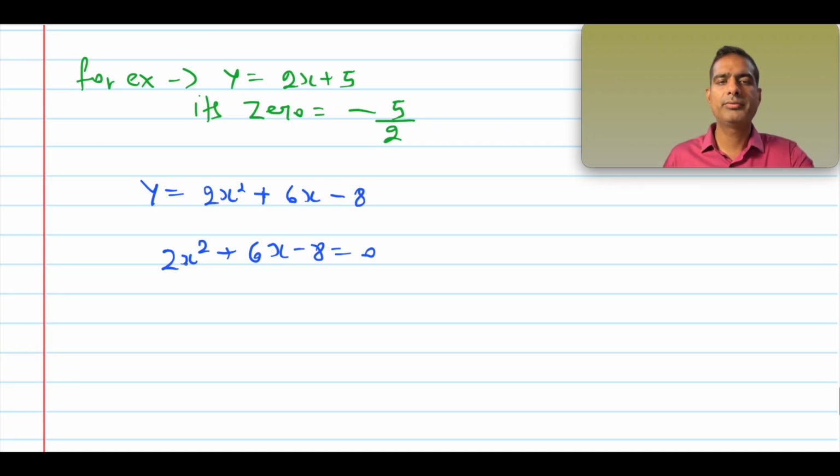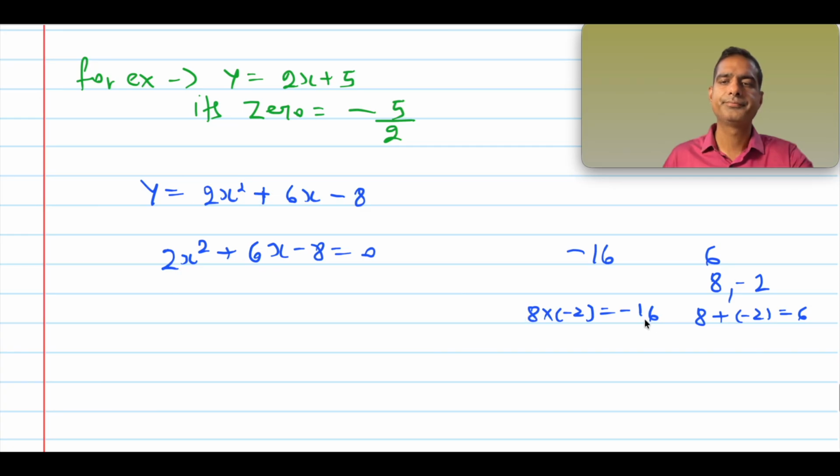Here the coefficient of x square is 2 and the constant term is negative 8. So their product is negative 16 and the coefficient of x is 6. We have to find two terms whose sum is 6 but their product is negative 16. We can easily find 8 and negative 2. Their sum, 8 plus minus 2, is equal to 6, and their product, 8 times negative 2, is negative 16. So we got two terms whose sum is 6 and product is negative 16.